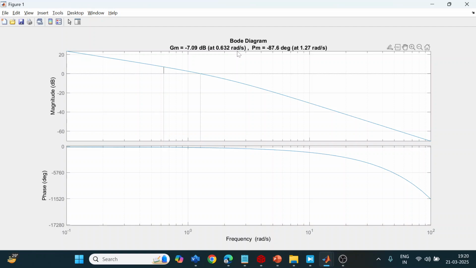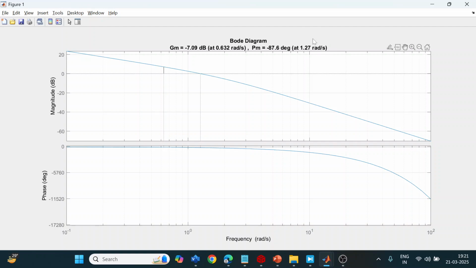It means the gain margin at the phase crossover frequency, 0.632, is the phase crossover frequency, and the phase margin is minus 86.6 degree at 1.27 radian per second. So the value you told, that 1.6 or something, is wrong. You just recalculate your value and you can find out that this omega gc, the gain crossover frequency, should be 1.27, it should not be 1.6.